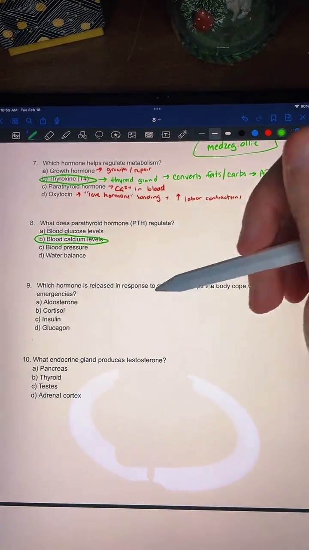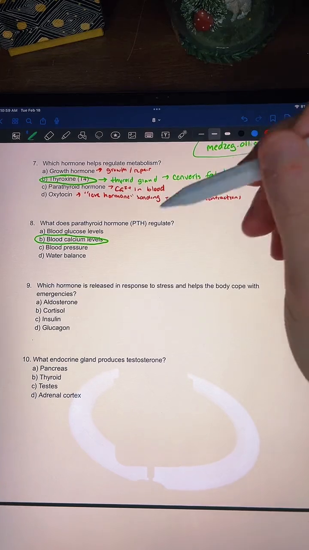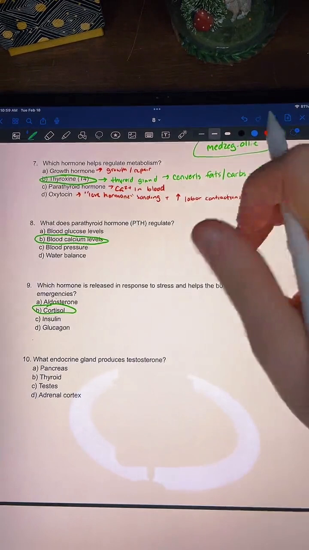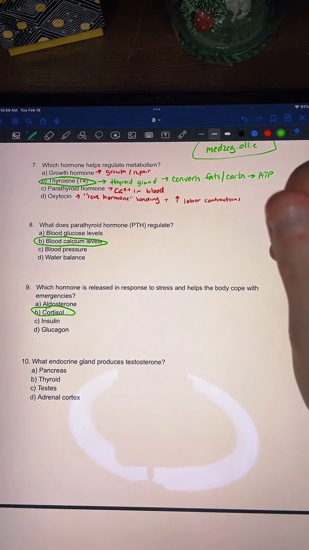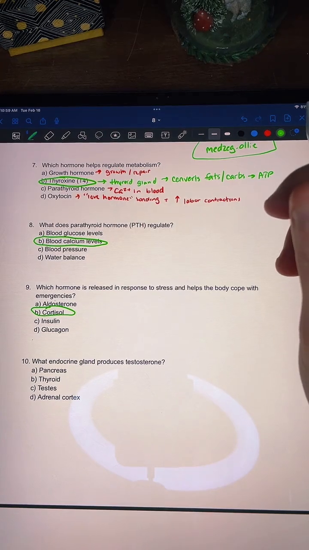But anyway, number 9: which hormone is released in response to stress and helps the body cope with emergencies? You guys have already been answering that one here, but it's cortisol. And then number 10: which endocrine gland produces testosterone? We'll move on to number 10.